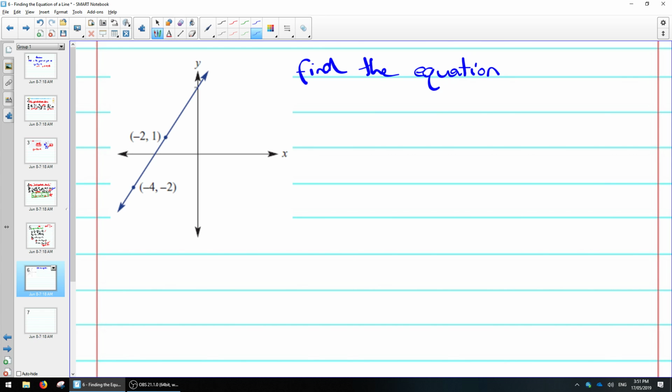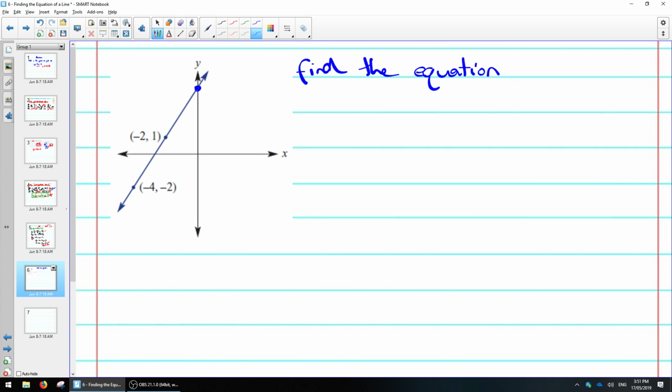Again, we're not told what the y-intercept is. I mean, we can see that the y-intercept is here, but we have no coordinates. Okay? And because we have no coordinates, we can't assume what it's going to be. So we're going to have to do something else. Again, we're going to need to find the gradient. And we have a point.